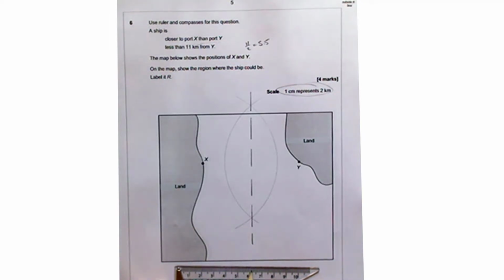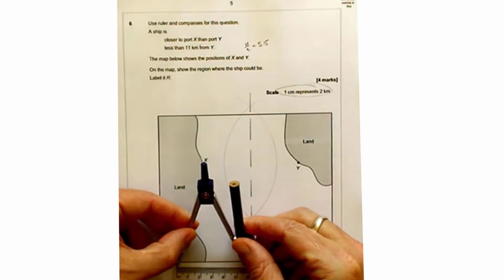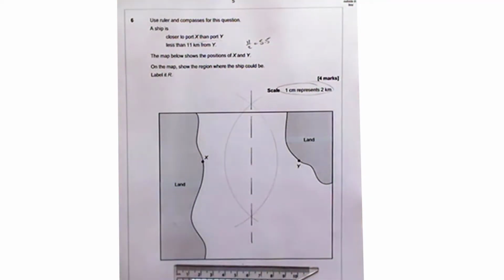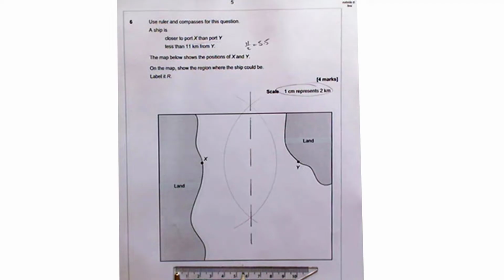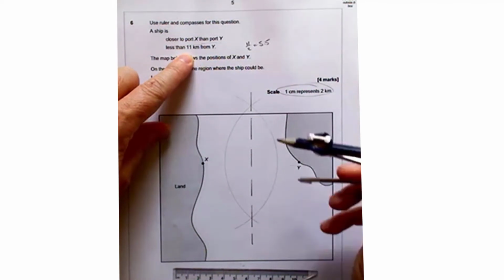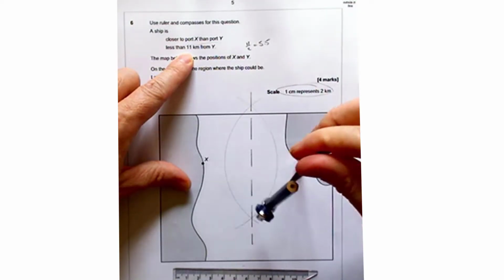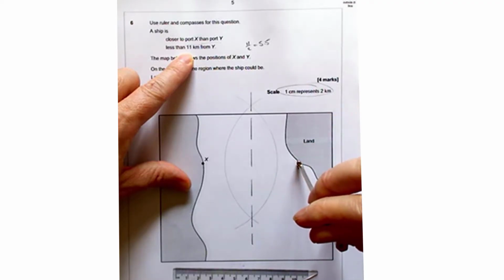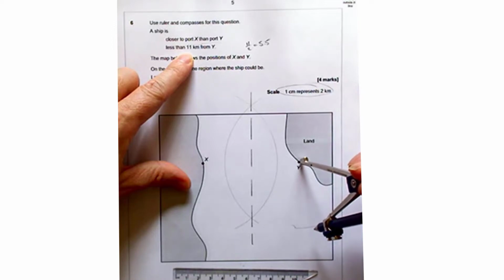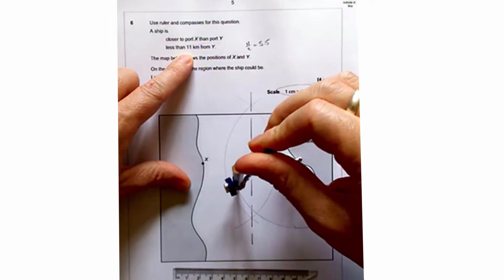So we can use the marks on our ruler to make sure the distance between the tip and the pencil is exactly 5.5. And then we can draw a second arc based on Y. Again, every point on this line is going to be 11 kilometers from Y. Oops, let's just do that again. My tip slipped. Okay, so all the points on this line are 11 kilometers from Y.